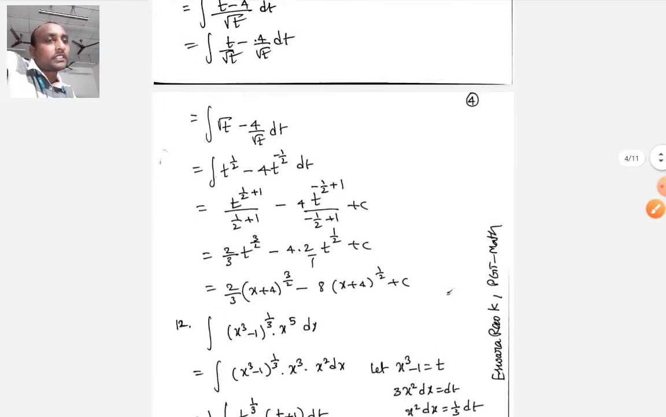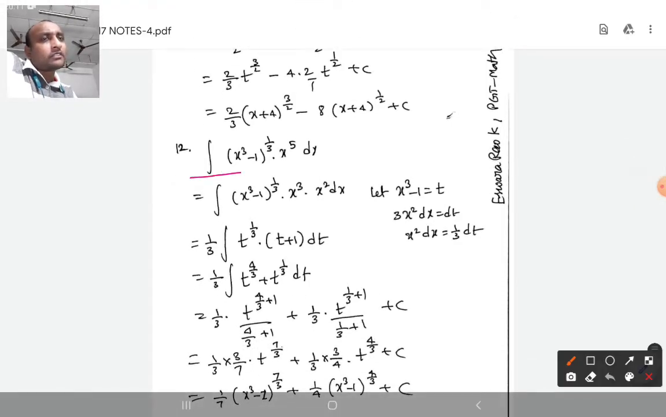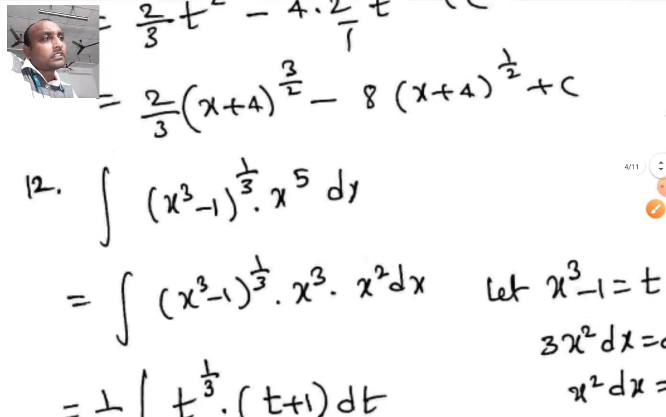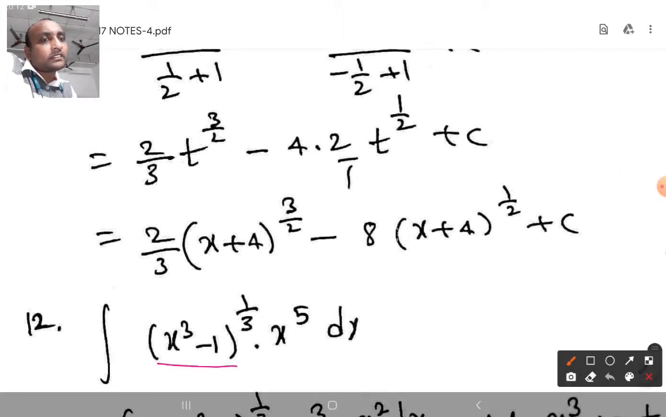Then after that what is there? The 12th question. So here everywhere the important thing is what must be taken as t. Here, x cube minus 1 whole power 1 by 3 into x power 5 into dx. If you look at only the question, you can say that I can take x cube minus 1 as t, because it is complex and it is under the exponent of 1 by 3. So x cube minus 1 if I take as t, what is the derivative of x cube? 3x square.